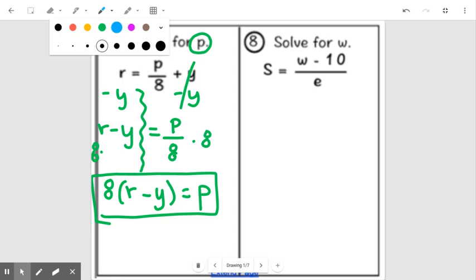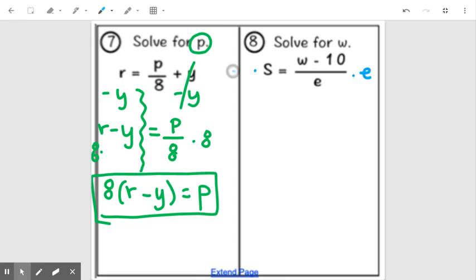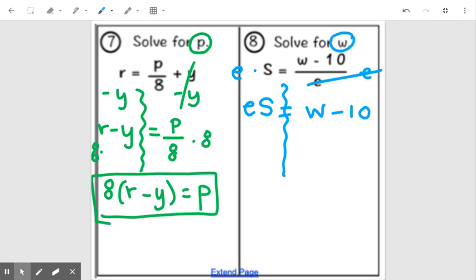Then lastly, we are solving for w. And I'm subtracting 10. I'm also dividing by e. The subtracting 10 is right next to the w, and then I'm dividing by e after that. So I'm going to start by multiplying both sides by e. That's going to give me es equals, those will cross out, w minus 10. And then to get the w, which is what we're solving for by itself, we'll add 10 to both sides. And what I end up with is ES plus 10 equals W.